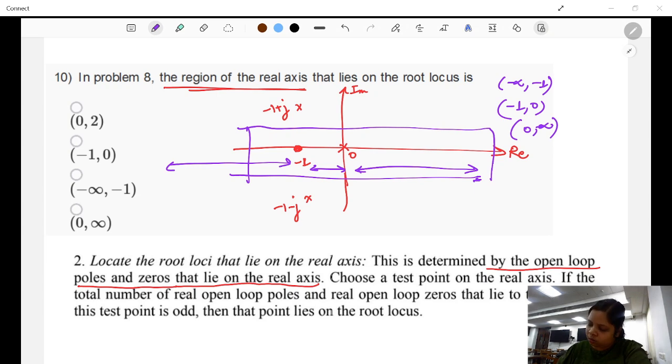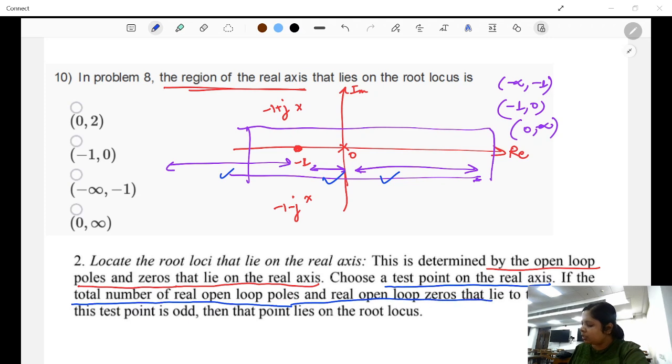All right. So what happens here is, the rule says choose a test point on the real axis. So in each of these places, you're supposed to choose a test point. If the total number of real open loop poles and zeros that lie to the right of this test point is odd, then that point lies on the root locus. That means if we choose this region on the real axis, how many points? So let's say our test point is somewhere here. How many points do you have after this? None. It's 0. It has to be some odd quantity. So definitely this is not the answer.